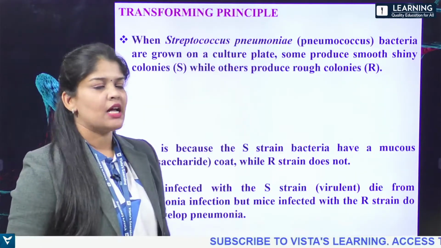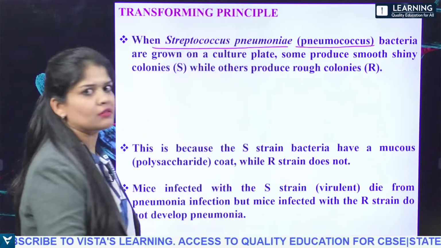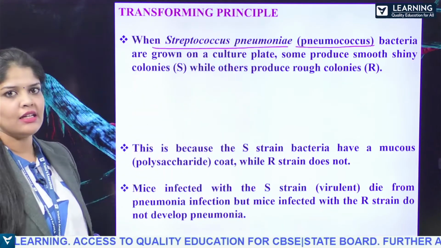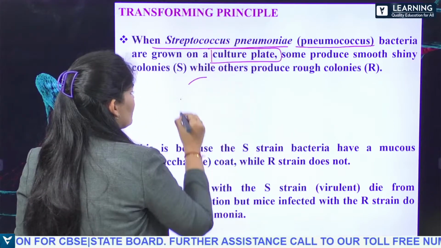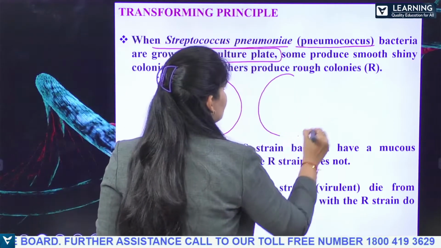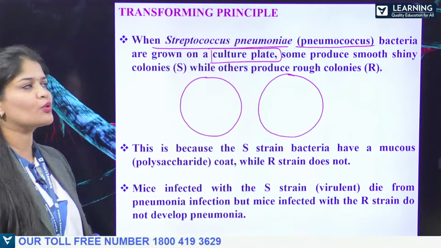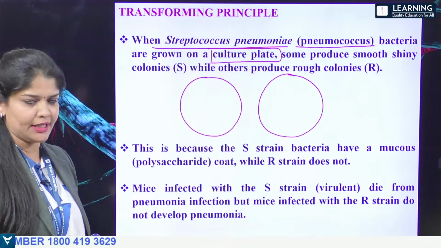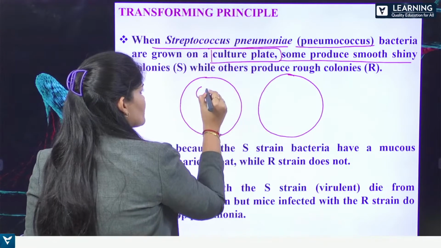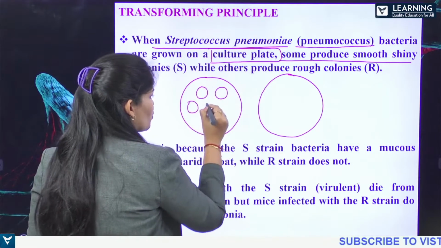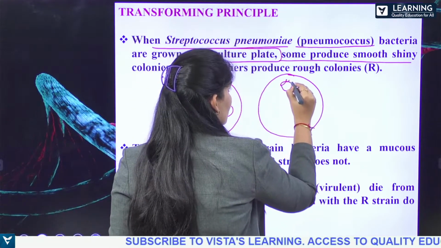So here, when Streptococcus pneumoniae, pneumococcus bacteria, are grown in a culture, we take petri dishes having nutrient medium, and we start growing these Streptococcus pneumoniae bacteria. Now, we find that some of the bacteria are smooth and some others are rough.